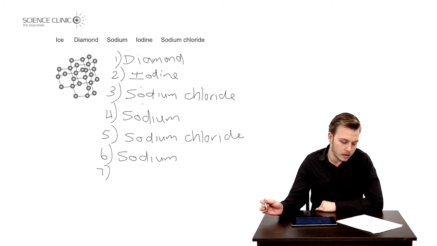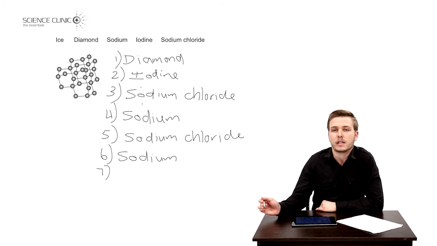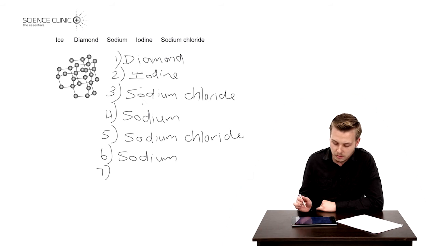Number 7 says is less dense in the solid phase and more dense in the liquid phase. So a solid that is less dense in the solid phase and more dense in the liquid phase would be ice. You've all seen that ice floats on top of water. That's because its solid phase is much less dense than the liquid phase.